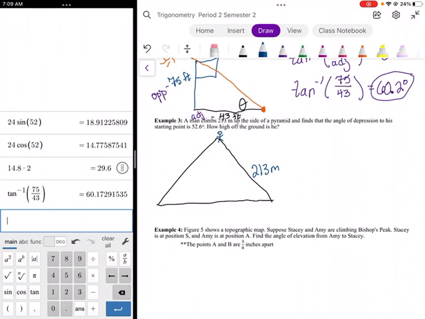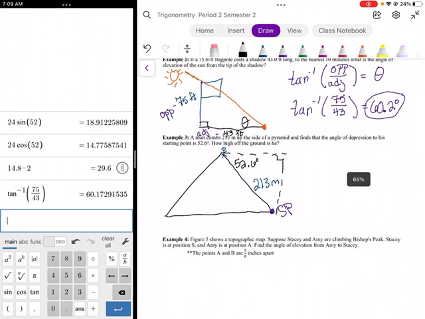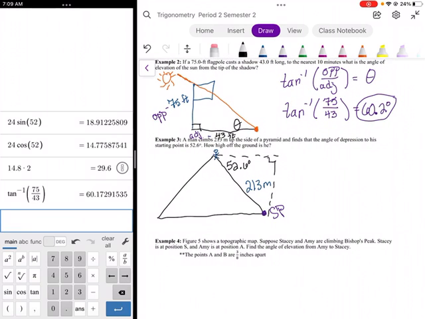And it says that he went up 213 meters up the side of the pyramid and finds that the angle of depression to his starting point, which would be probably at the bottom. So I'm just going to label that SP for starting point. And his angle of depression from up here to his starting point is 52.6 degrees. And these are always going to be forming right angles here. I forgot to mention that, but we will always have right triangles that we can form when we're using angles of depression and angles of elevation.